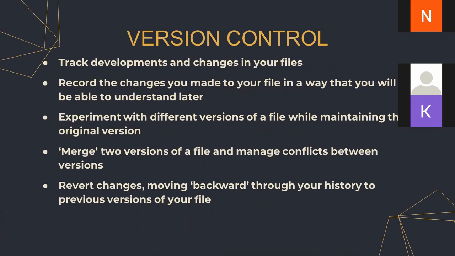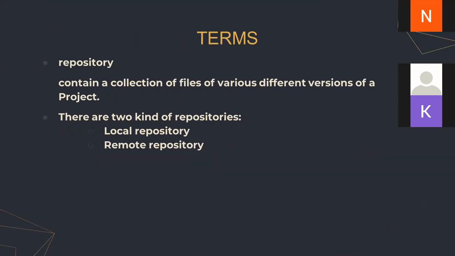Okay. So why do we need version control? First, it tracks development and changes in your files. And of course, you can still go back to previous files. If you mistakenly create a new bug in your files, you can still go back to the previous versions, record the changes, and experiment with different versions. You can merge two versions of a file and manage conflicts between versions. Sometimes your friends work with version 1, your other friends work with version 2, and then you can merge the versions together into one collaborative version. You can still refer to changes, moving backward through your history and so on.